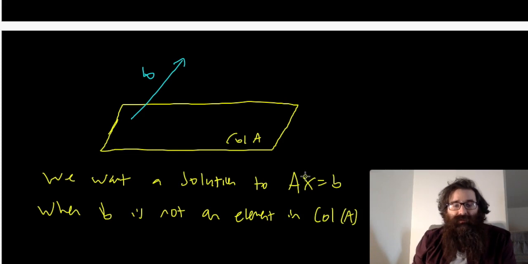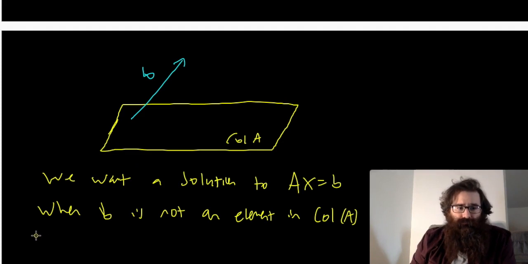So how can I get a solution? There's no vector x where A times x will give me B. Right? B is not in the column space of A, so there's no way for me to travel along A to get to this vector B. So right away, it's not solvable. We say, well, okay, so what's the next best thing?